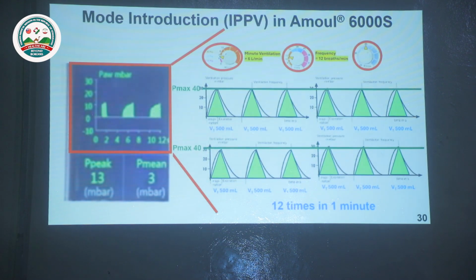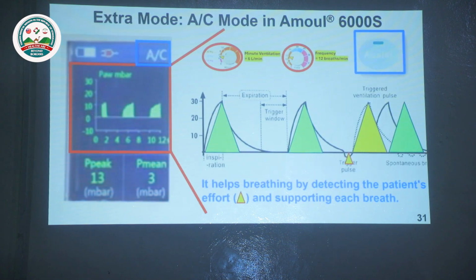So this means that in IPPV, if you set the respiratory rate around 12, the ventilator can just deliver 12 green triangles, okay, 12 breaths per minute. But if you set the same respiratory rate in AC mode, it depends on the respiratory rate of the patient, the ventilator delivers at least 12 breaths per minute. So you can still see the 12 green triangles in 1 minute. But this mode can also sense the trigger from the patient.